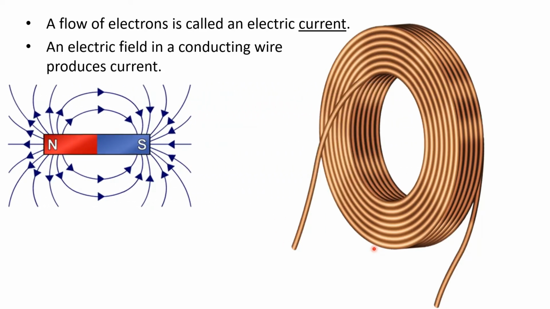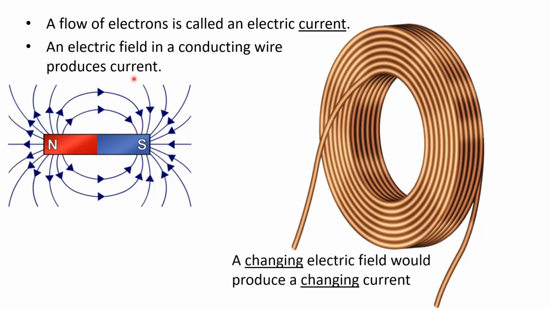All right, but if I'm using a changing magnetic field to create an electric field, that electric field being created is also changing. So if the electric field is changing, and that's what we use to create current, then we can say that a changing electric field would produce a changing current. So there's going to be current in this wire, but it's going to be changing back and forth.